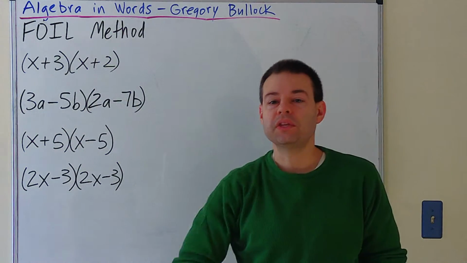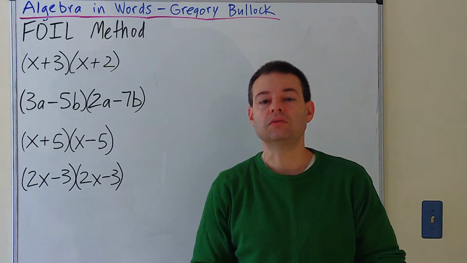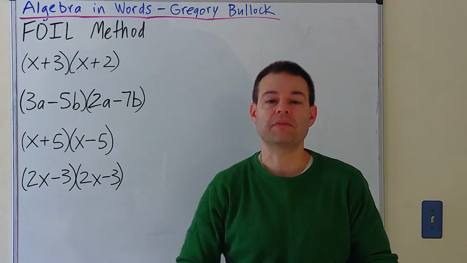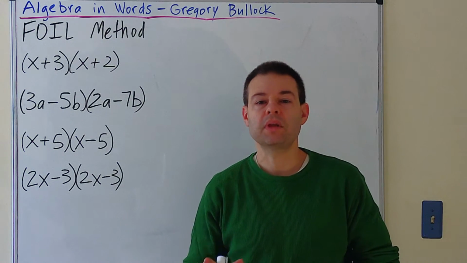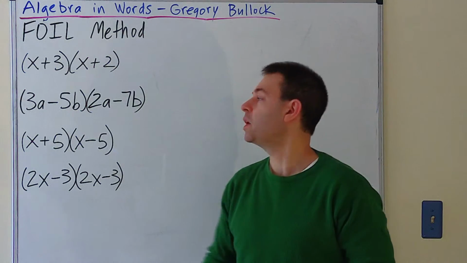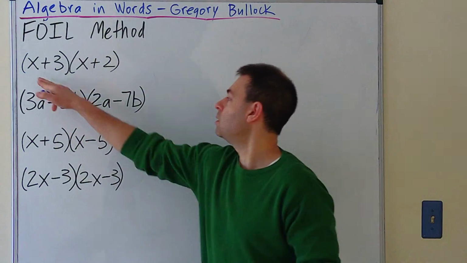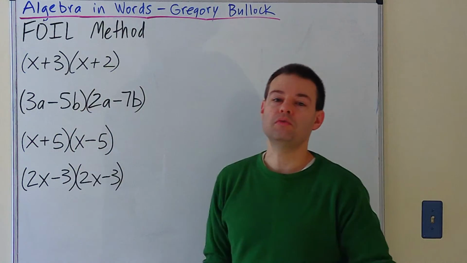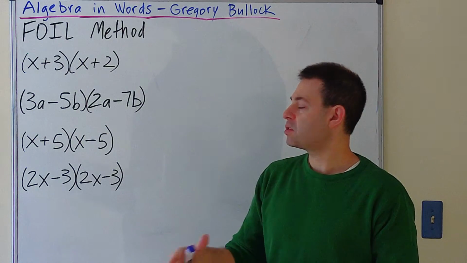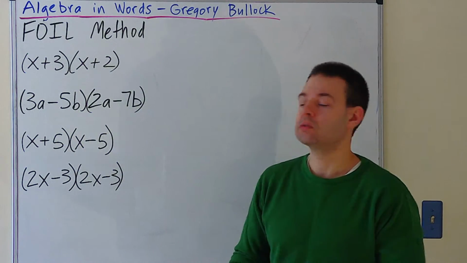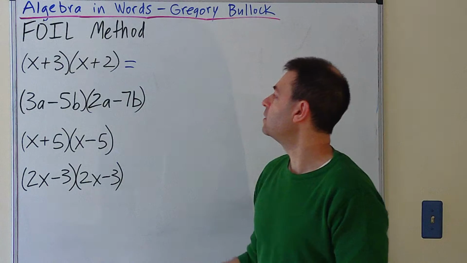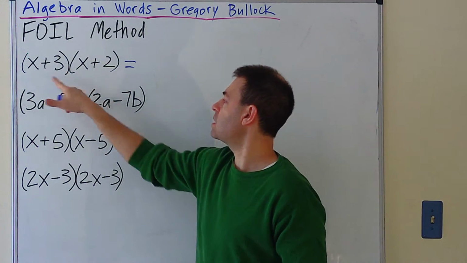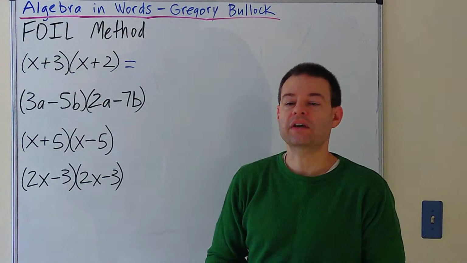So all we're going to do in this video is show how to multiply using the FOIL method, and then we're going to look at a couple other things before we end. So let's apply the FOIL method to the multiplication of these two binomials: x plus 3 times x plus 2. Again, first would be this x and this x. x times x is x squared.